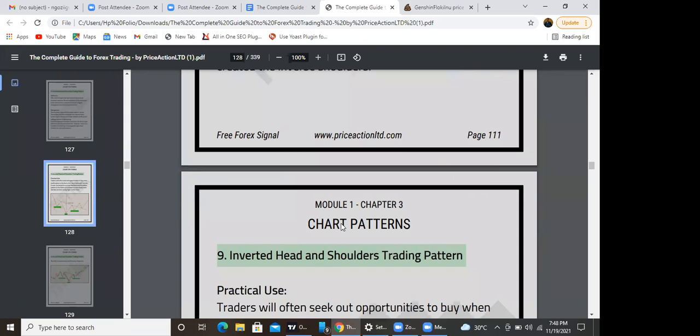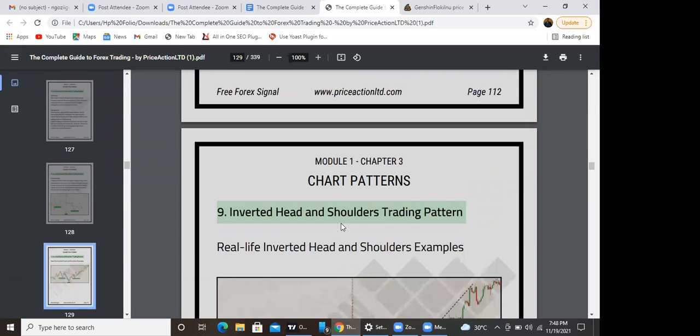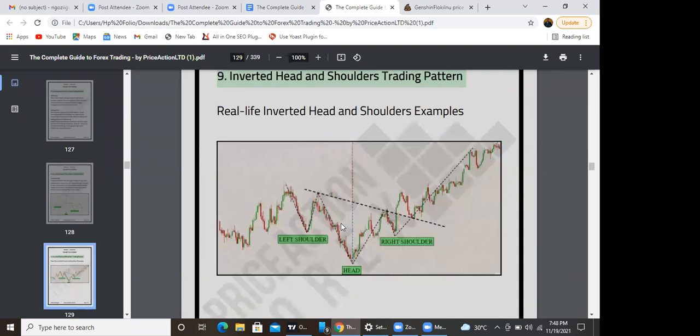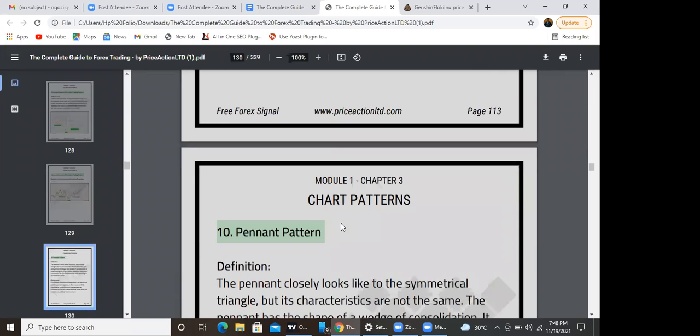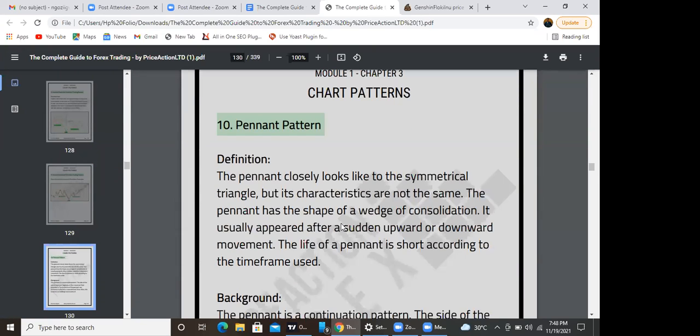All right, so the next thing we have is not something tough, rather it's something familiar, which we call the pennant pattern. The pennant closely looks like the symmetrical triangle, so it's hard for you to differentiate them, but its characteristics are not the same.